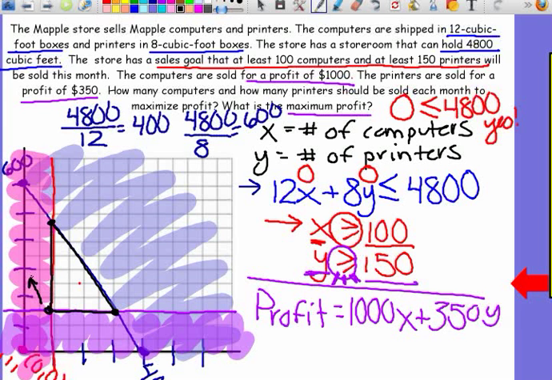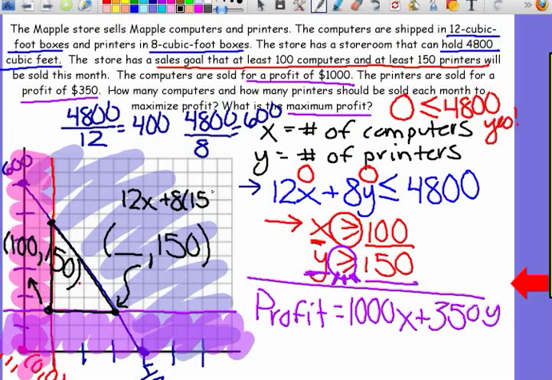This one is on the vertical line that goes through 100 on the x-axis and the horizontal line that goes through 150 on the y-axis, so that's 100, 150. This point is also on the horizontal line, which means that for sure the y coordinate of that point is 150. Now to figure out the other one, we're going to take 12x plus 8 times 150 equals 4,800.